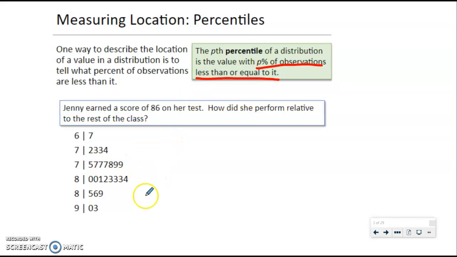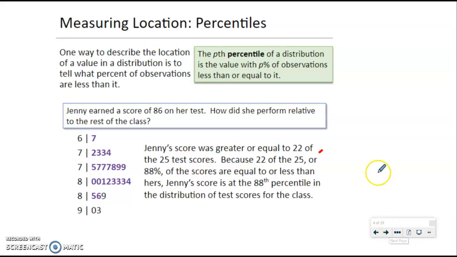As an example, Jenny earned an 86 on her test. How did she perform relative to the rest? Well, first we have to find out where 86 is. 86 is right here, and then we know how many students there are. There were 25 pieces of data, and Jenny ended up being the 22nd person out of this whole set. So if I take 22 out of 25, that tells me she's in the 88th percentile of her class.